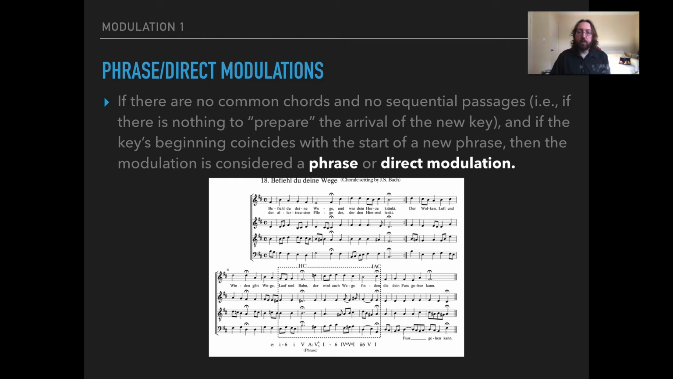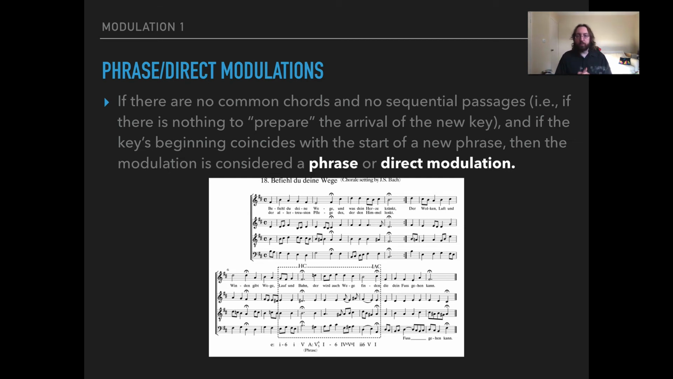Then a 1, 1-6, 4-6 with some passing tones, and then a 1, and then 2-6, 5, 1, and there's our imperfect authentic cadence. So in this case, we clearly have a phrase modulation where we end clearly with a half cadence in the old key and we begin the next phrase in the new key.